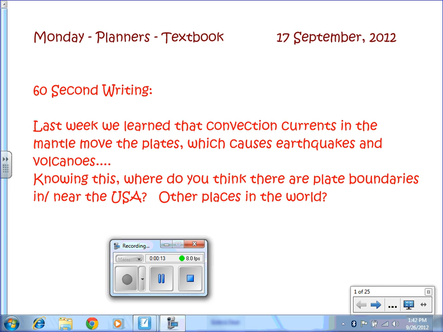The first one: last week, the week before obviously, we learned that convection currents in the mantle move the plates, which causes earthquakes and volcanoes. Knowing this, where do you think there are plate boundaries in or near the United States, or other places in the world? In class, you had 60 seconds to respond to this. If you want to practice it, you should pause this video now and do that.